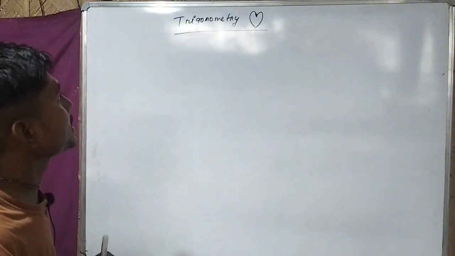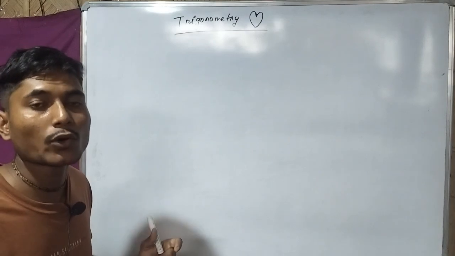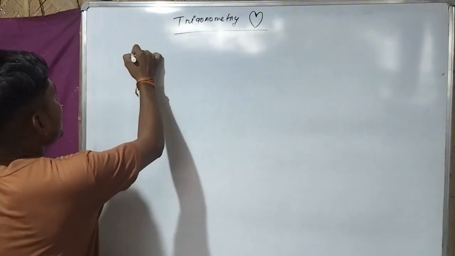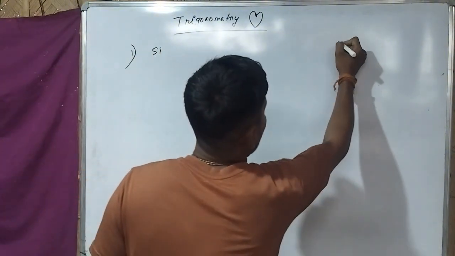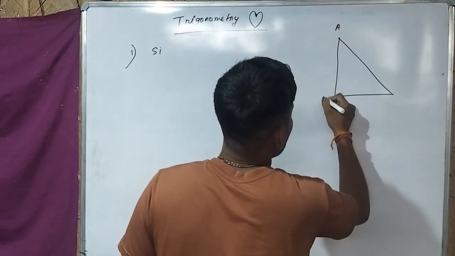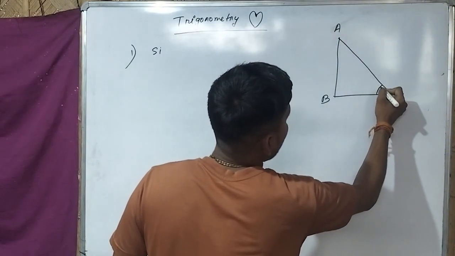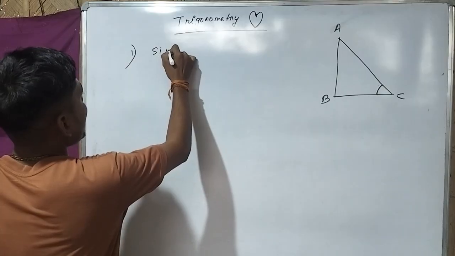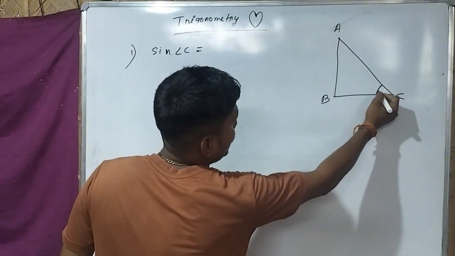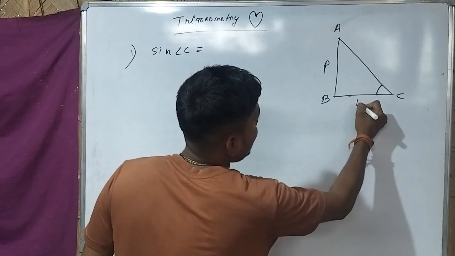So last class we have learned the formula for all the trigonometry ratios, that is sine, cos, tan, cosec, sec, cot. What we learned is, if this is a right angle triangle ABC, and I take angle C, then BC will be base, AB will be perpendicular, and AC will be hypotenuse.